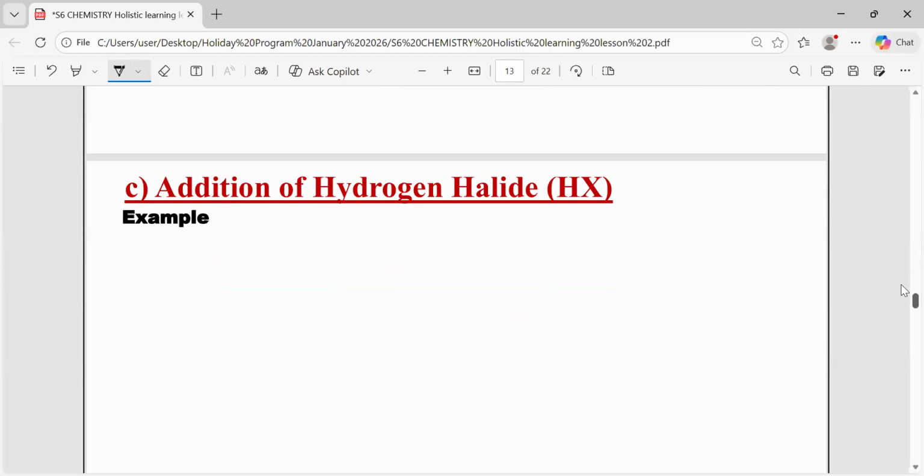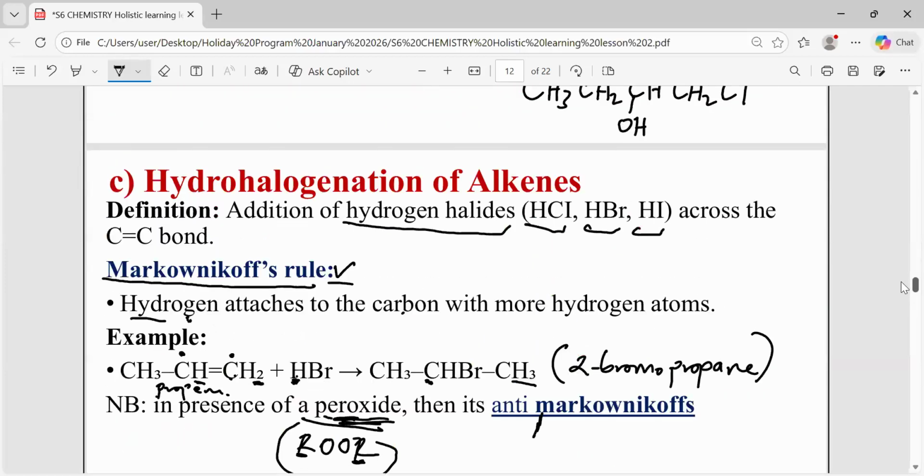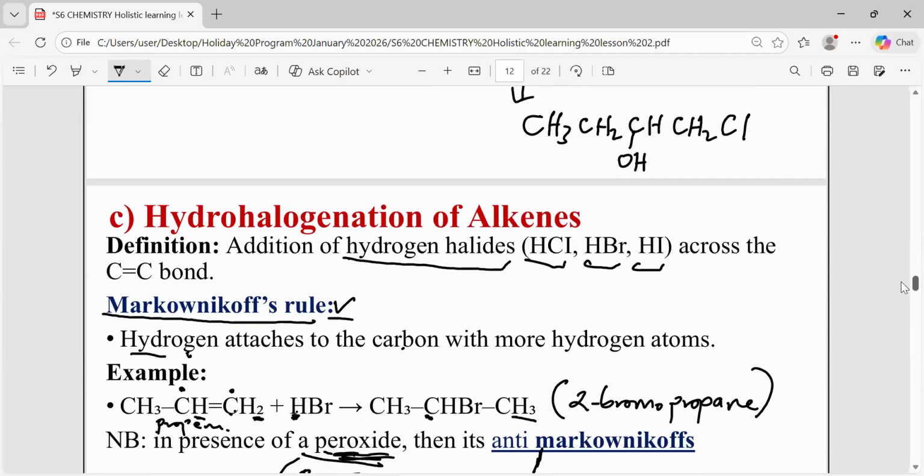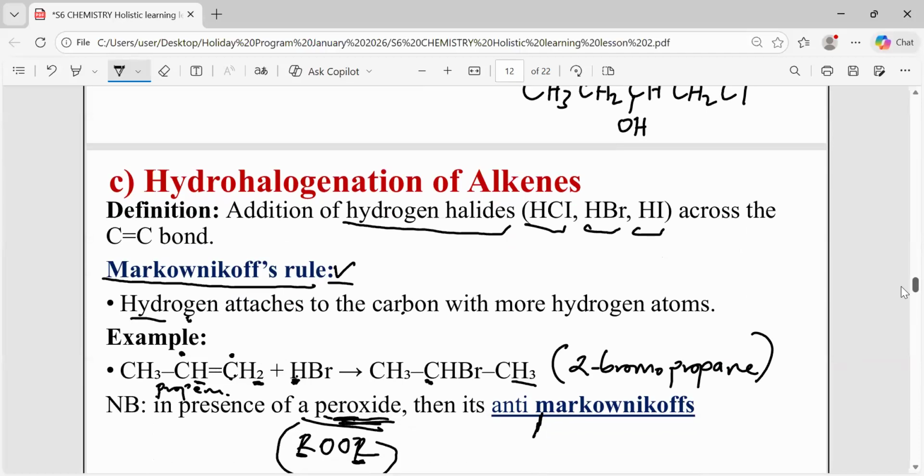Teacher, I'm still inquiring on a little something. In our previous examples, like but-2-ene, we were also attacking the ones with more hydrogen atoms. So are we still following Markovnikov's rule, or is Markovnikov followed only in specific examples?